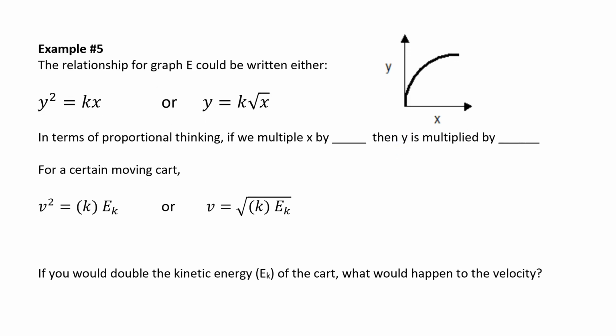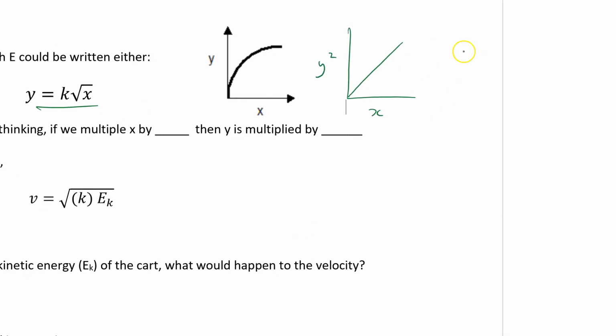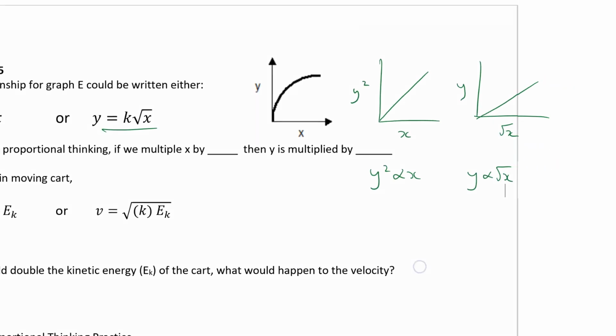Okay, example number 5. Here's a relationship. And we can either say, as I mentioned earlier, y squared is equal to kx, or y is equal to k times the square root of x. If I was to graph this again, I could use y squared versus x, and I would get a straight line, right? Or I could also do y versus the square root of x, and I would also get a straight line. So another way we could write this is we could say y squared is proportional to x, or we could say y is proportional to the square root of x. Okay, and they both have their uses.